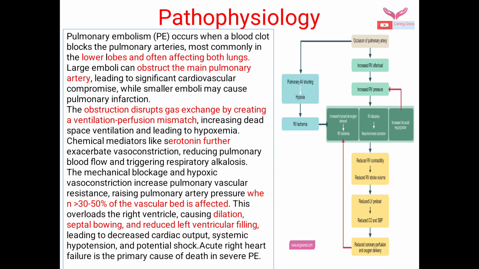The mechanical blockage and the hypoxic vasoconstriction increase the pulmonary vascular resistance, raising the pulmonary artery pressure when more than 30 to 50% of the vascular bed is affected. This overloads the right ventricle, causing dilation, septal bowing, and reduced left ventricular filling, which leads to decreased cardiac output, systemic hypotension, and potential shock. Acute right heart failure is the primary cause of death in severe pulmonary embolism.